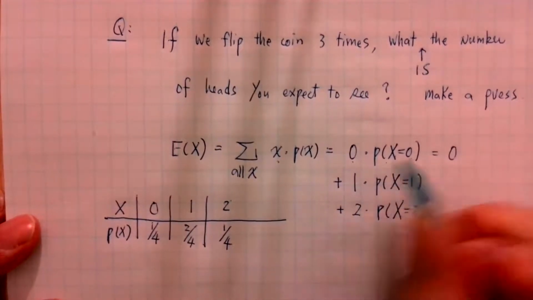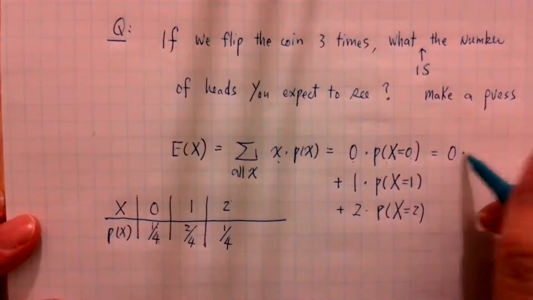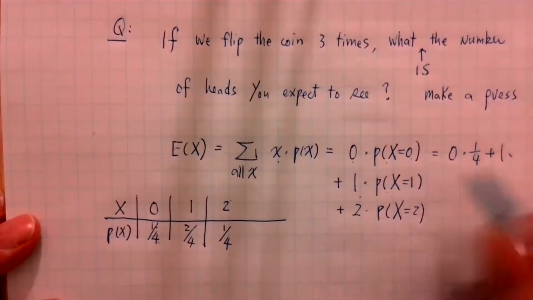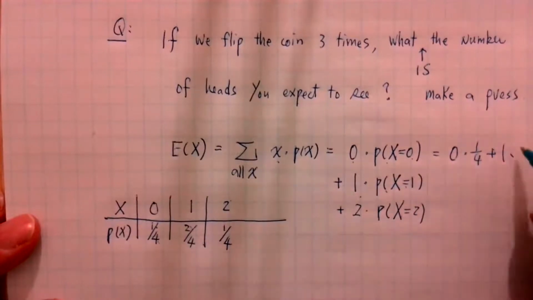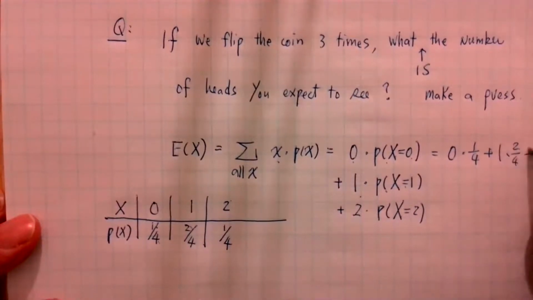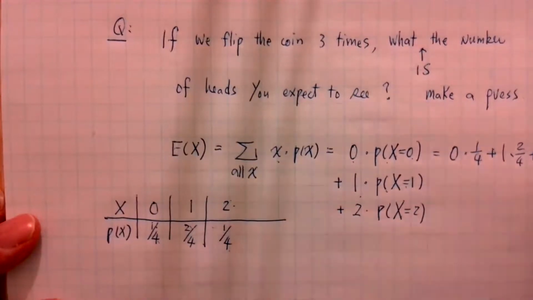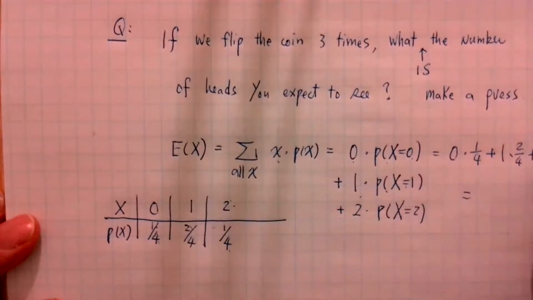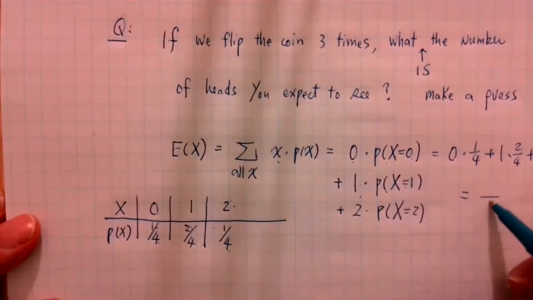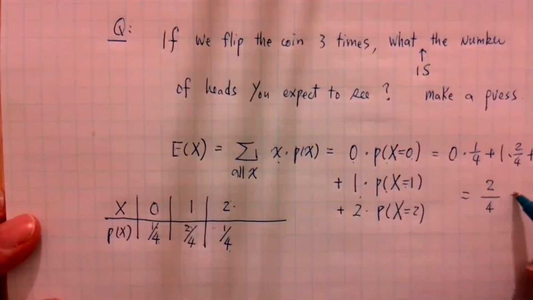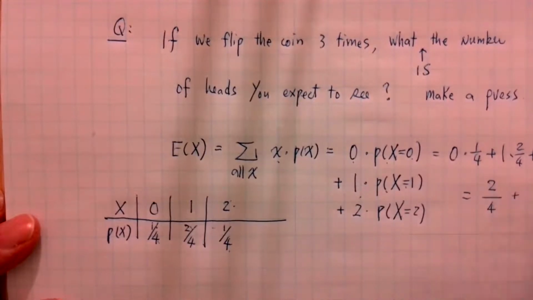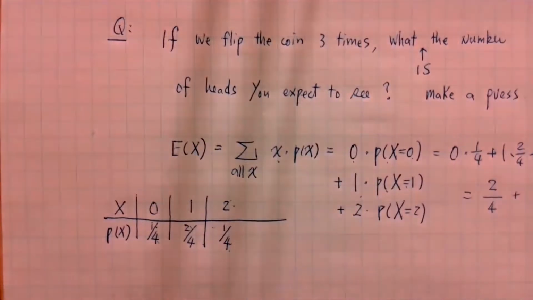We know x equal to 0, that chance is 25%. Plus 1 times x equal to 1, this is 50% chance. Plus 2 times this one is 1 over 4. So this is 2 over 4 plus 2 over 4. Let's see.